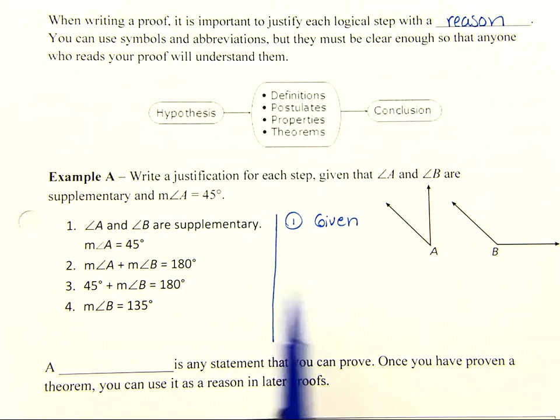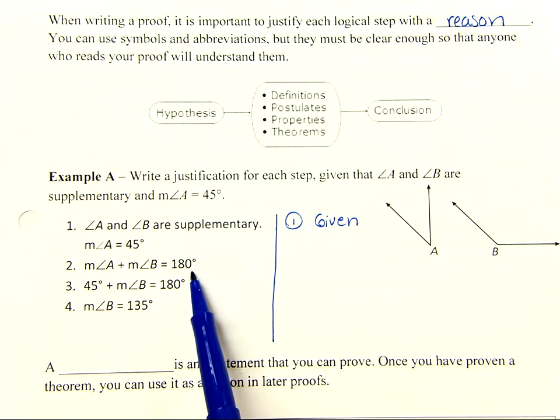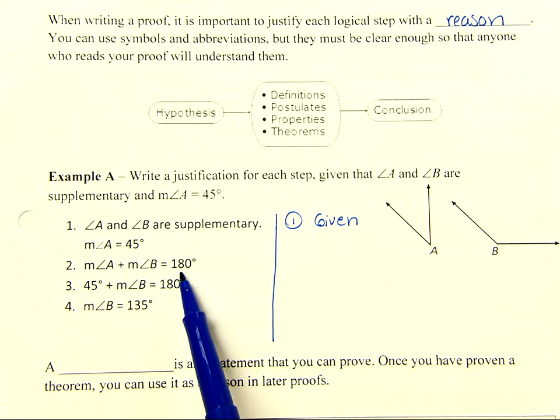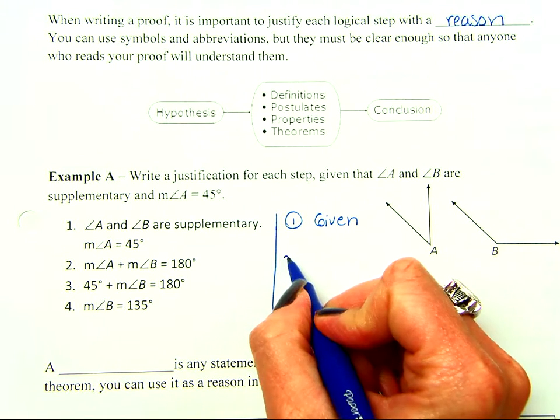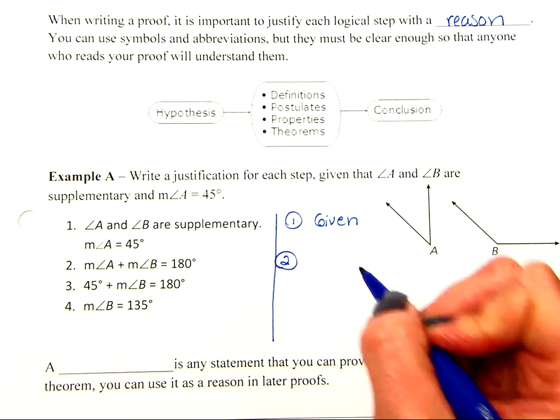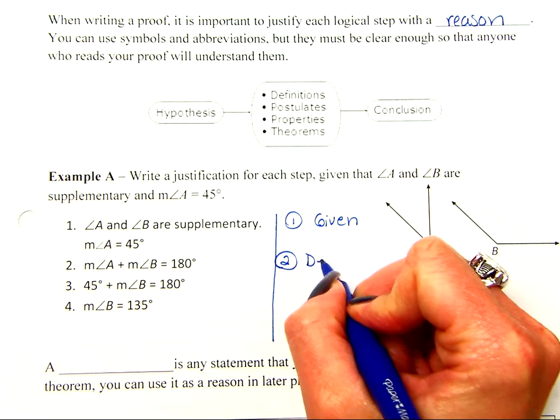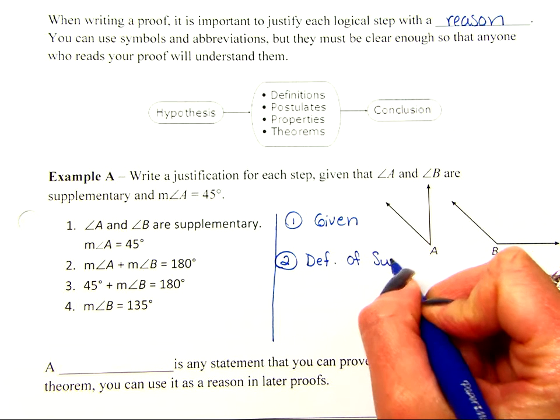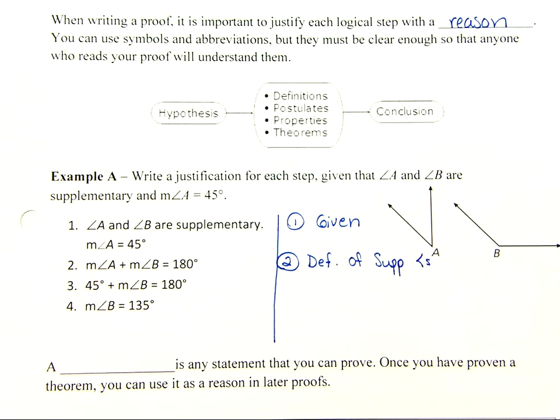Now you can see from step 1 to step 2, they go from saying that angle A and B are supplementary to saying that the measure of angle A plus the measure of angle B must equal 180. We know that's because of the supplementary. And so the reason is going to be the definition of supplementary angles. And we're going to abbreviate it, and a lot of times this is how you will see it. Definition of supplementary angles. So that is how it is shorthanded.